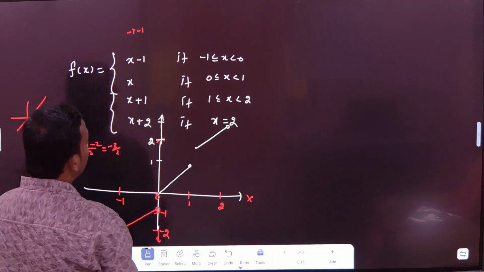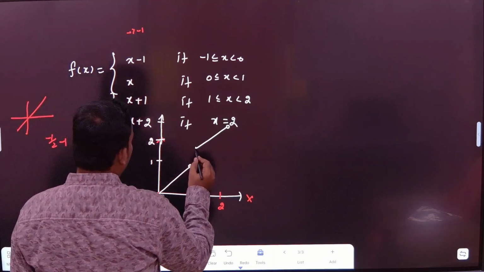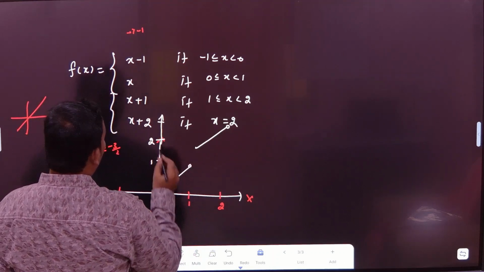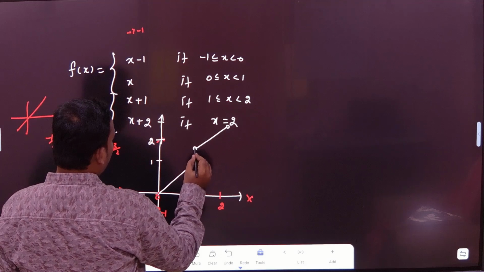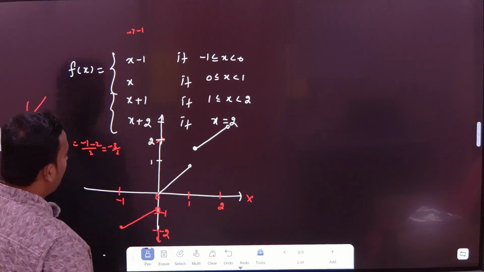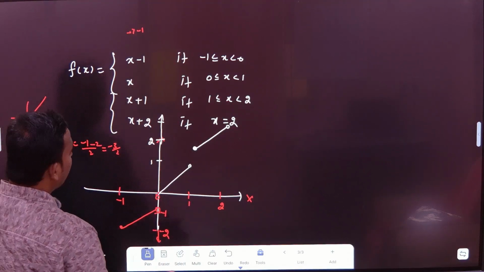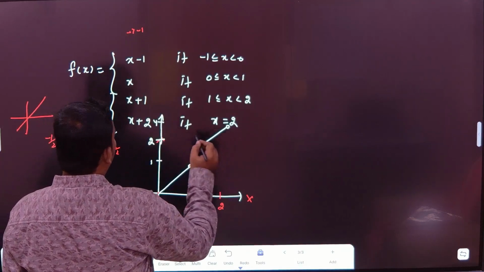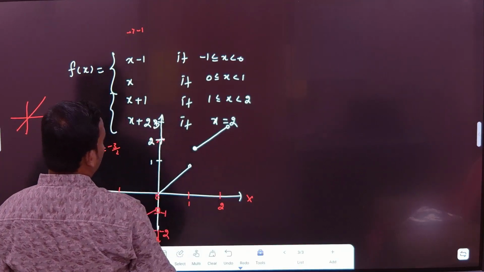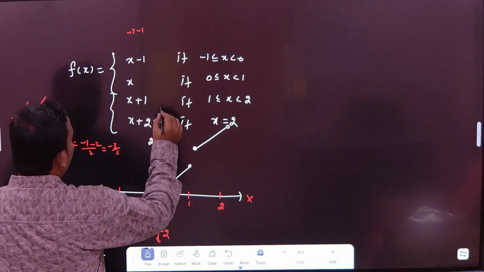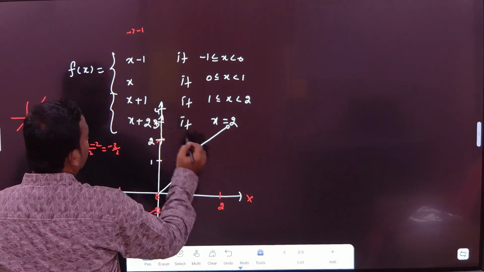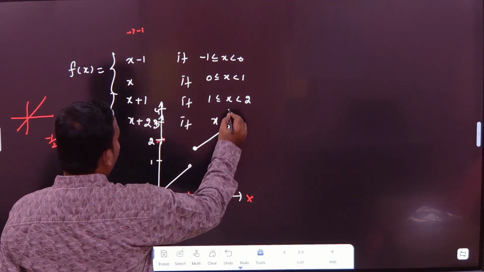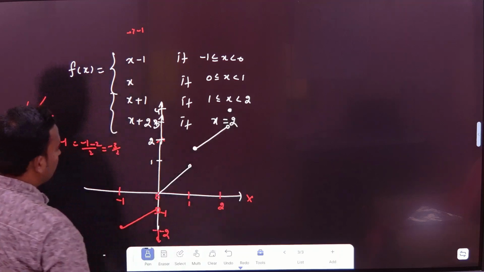Correct? 2 is not included, right? Here when you take 1, 1 will be equal to 2, right? Understood? And then if you take exactly 2, if you put 2 here, it is 4. Let's take 4 here. This is 3. So you can draw here, it's 4, right? This 2 means it's a 4 here. Okay, this is your graph.